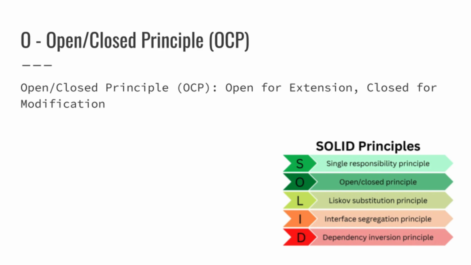Next is the open-closed principle, which suggests that classes should be open for extension but closed for modification. In simpler terms, you should be able to add new functionality to a class without changing its existing code. For example, if you have a PaymentProcessor class that handles credit card payments and you later want to add PayPal payments, it's better to create a new class called PayPalPayment that extends PaymentProcessor rather than modifying the original code. This way, we can introduce new features without risking bugs in existing functionality.